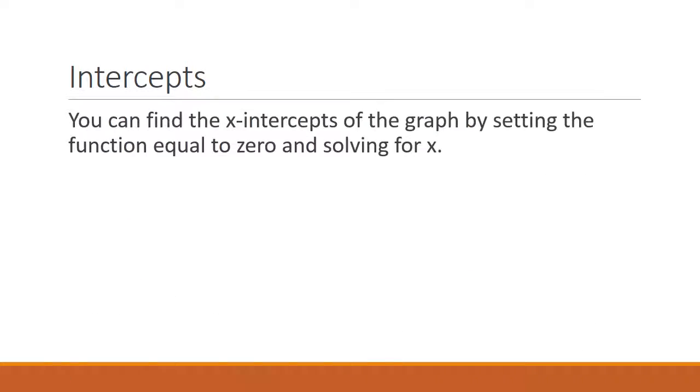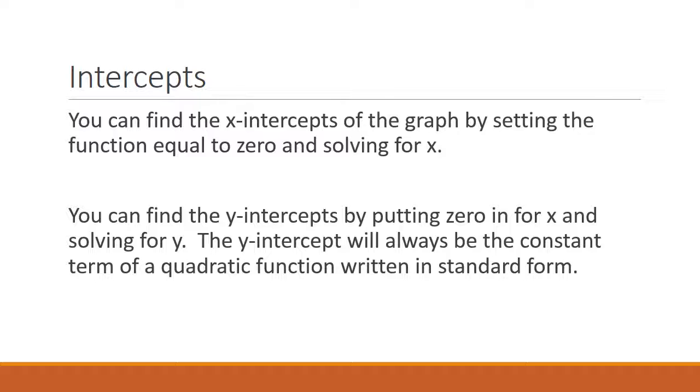You can find the x-intercepts of the graph by setting the function equal to 0 and solving for x, as we just said. And you can find the y-intercepts by putting a 0 in for x and solving for y. An easier way to do it, the y-intercept will always be the constant term of the quadratic function when it's written in standard form. When it's written as ax squared plus bx plus c, c will always be the y-intercept.